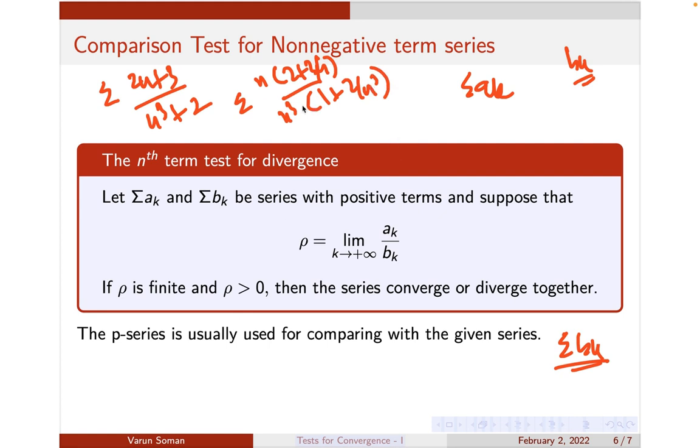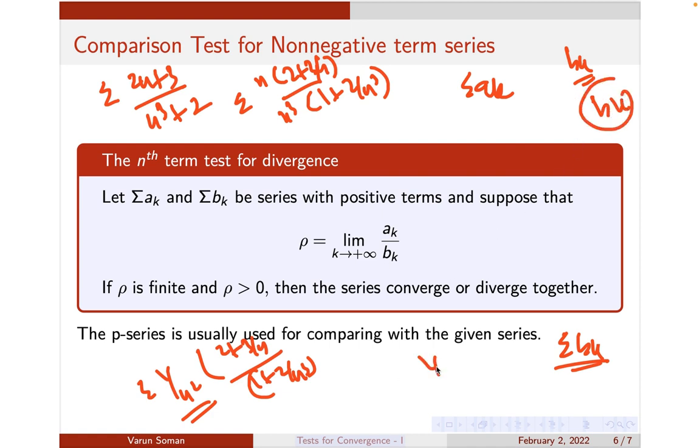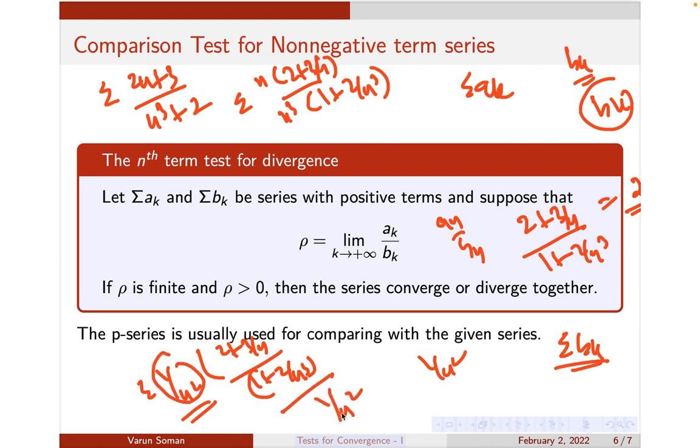If you cancel it out, it is actually sigma 1 by n square into 2 plus 3 by n divided by 1 plus 2 by n cube. Now this 1 by n square would be your appropriate bk. So you will choose bn as just 1 by n square. Why? This is your an here. If I take bn as 1 by n square, what will an by bn be? The 1 by n square will get cancelled out and you will get 2 plus 3 by n divided by 1 plus 2 by n cube. When n tends to infinity, you get a fixed limit, which is just 2. So in order to cancel out this quantity, you take bn as simply 1 by n square. Now if you apply the limit, you get a fixed value.